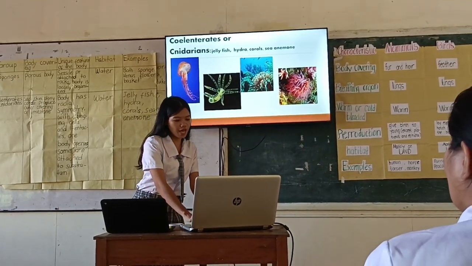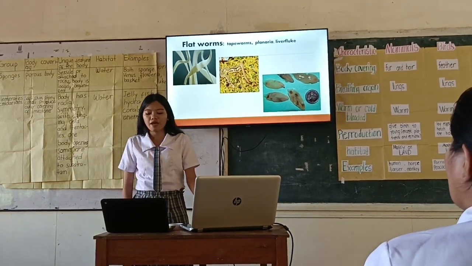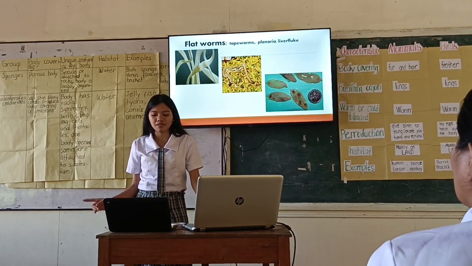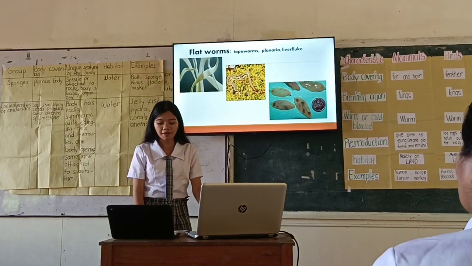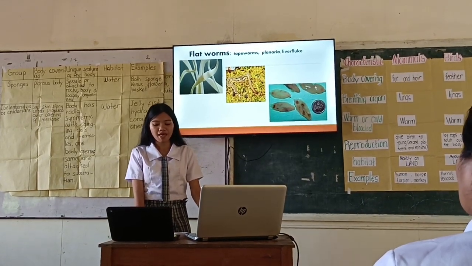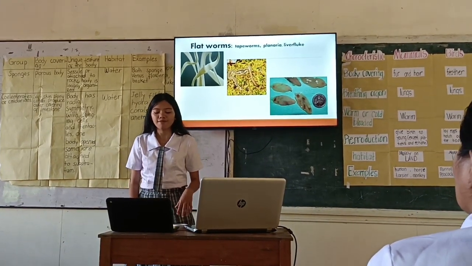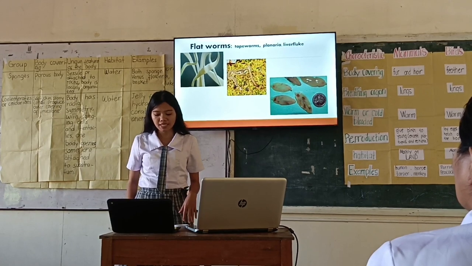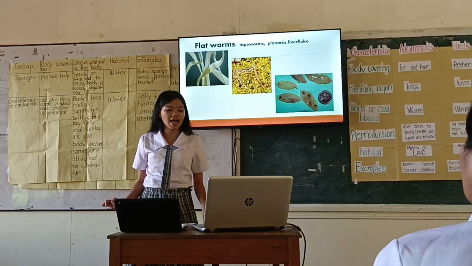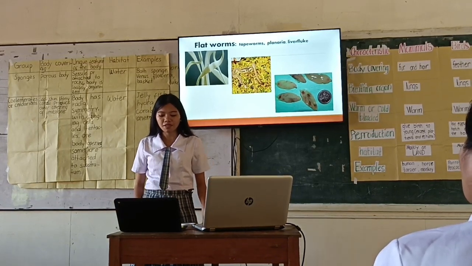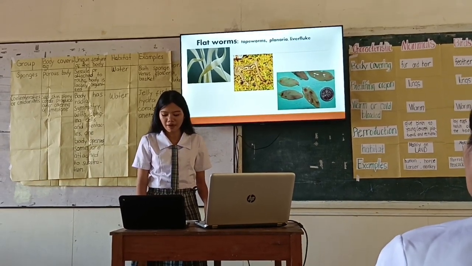And then the third one is flatworms. Flatworms are also known as platyhelminthes. Platyhelminthes are a group of invertebrates that have a flattened body shape. They can be found in both freshwater and marine environments. Flatworms include species like tapeworms, planaria, and liver flukes. Some flatworms are free living while others are parasitic.